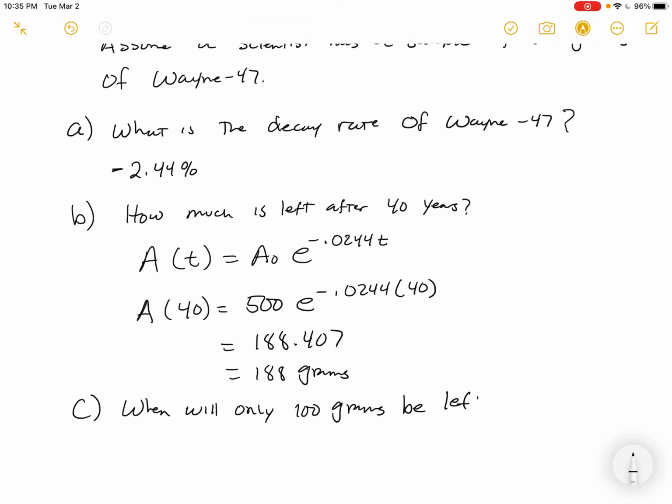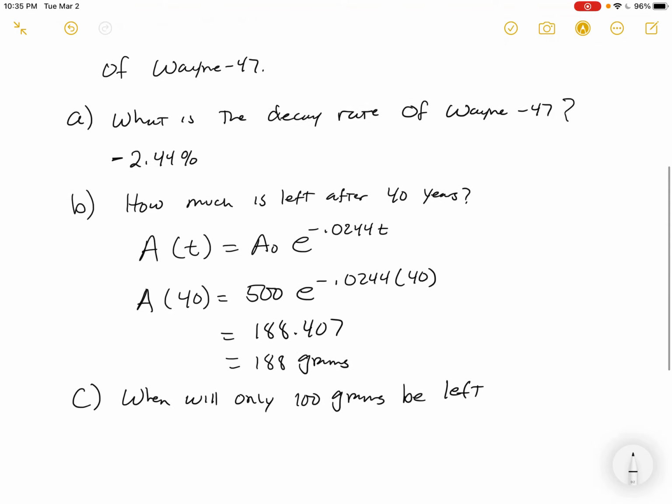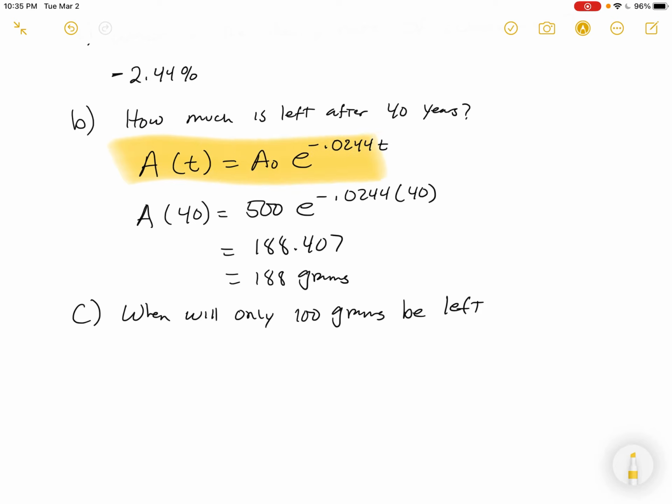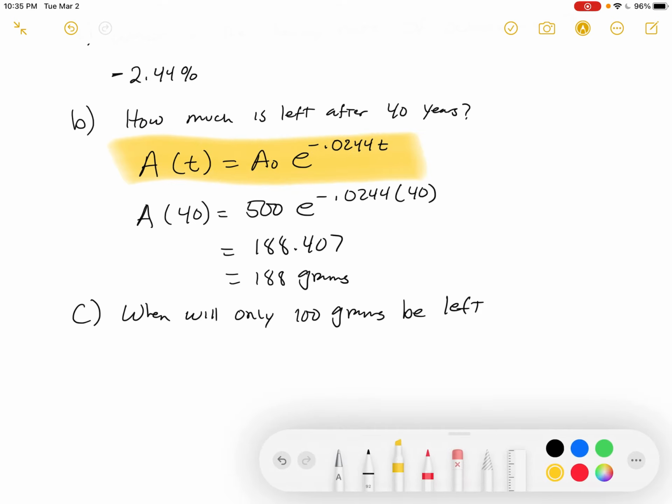So what do they want to know? They want to make sure that you know this formula. So here's the formula. Let me highlight it. This is the general formula. Do you know what all those variables mean?